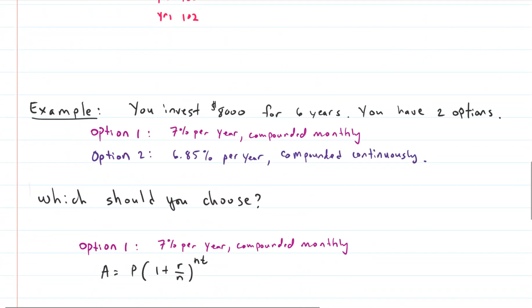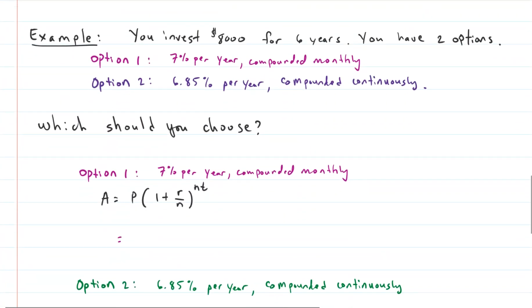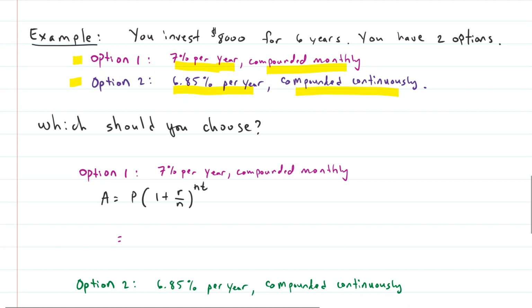Now, let's start with a scenario. All right, here's your example. We're going to invest $8,000 for 6 years, and you've got two options. Your first option is 7% per year, which is a pretty good return from a bank, compounded monthly. You're like, okay, sweet. Next option is 6.85% per year. Well, it's not as good as a 7, but this is compounded continuously. So the continuous compounding is better than the monthly compounding, but the interest rate is lower than the monthly compounding.